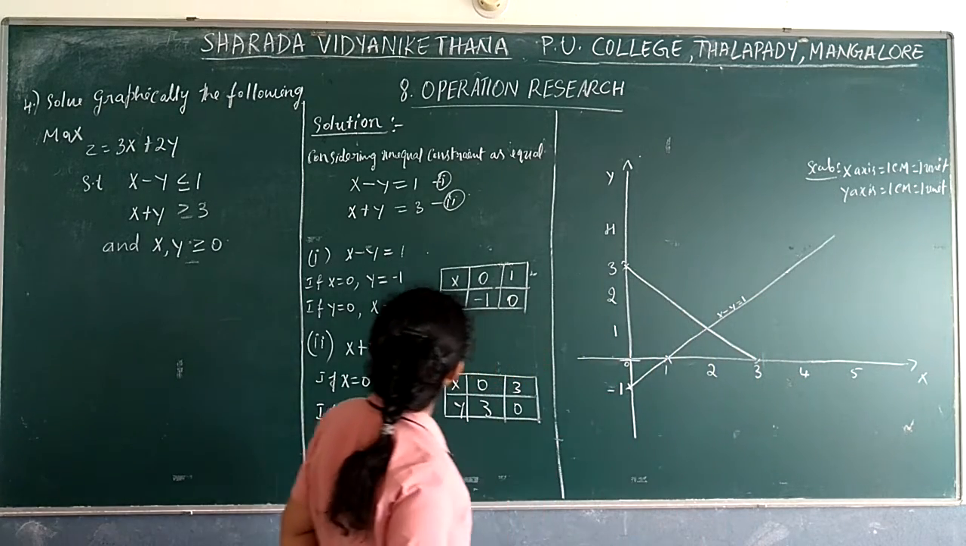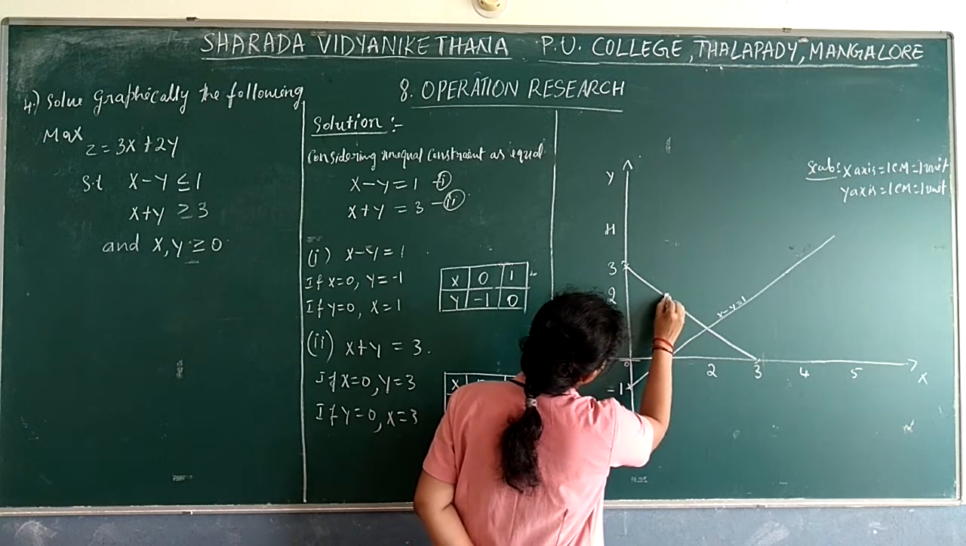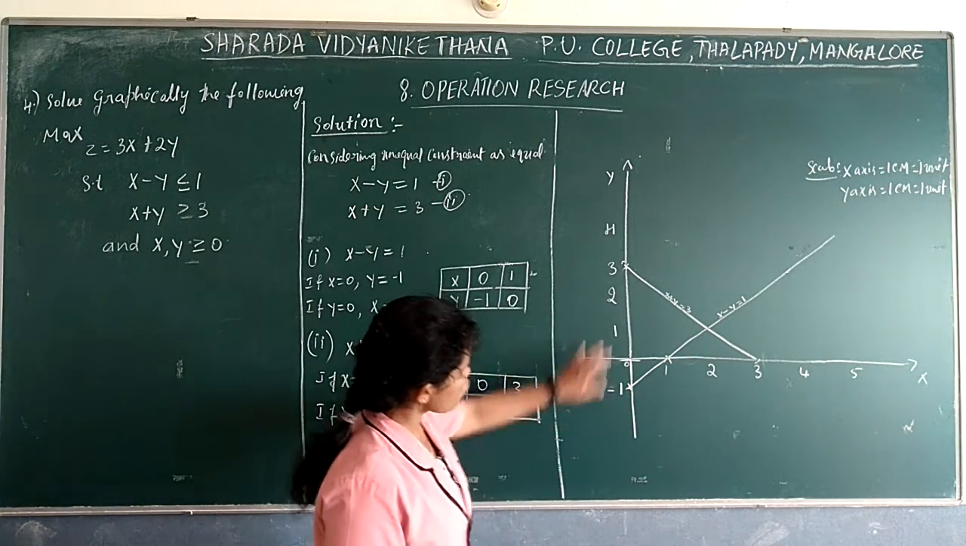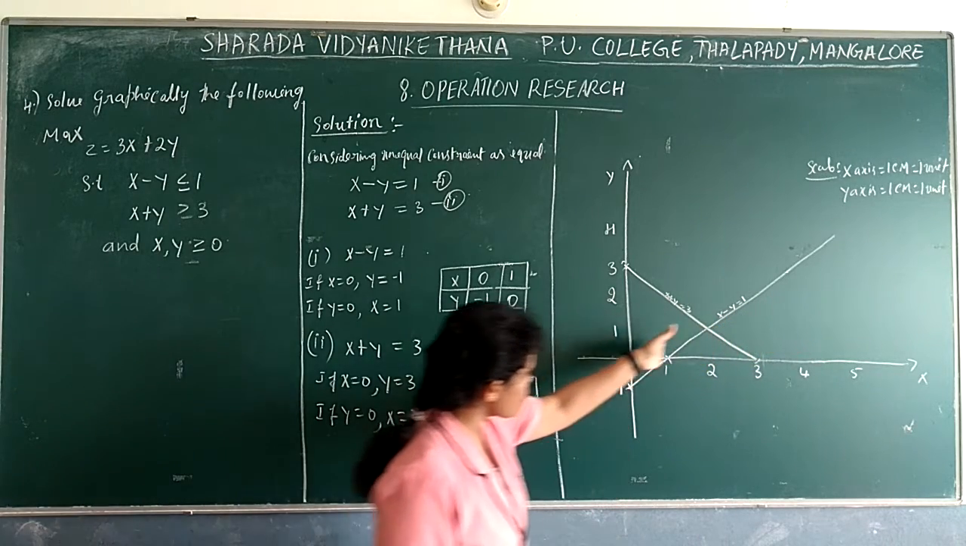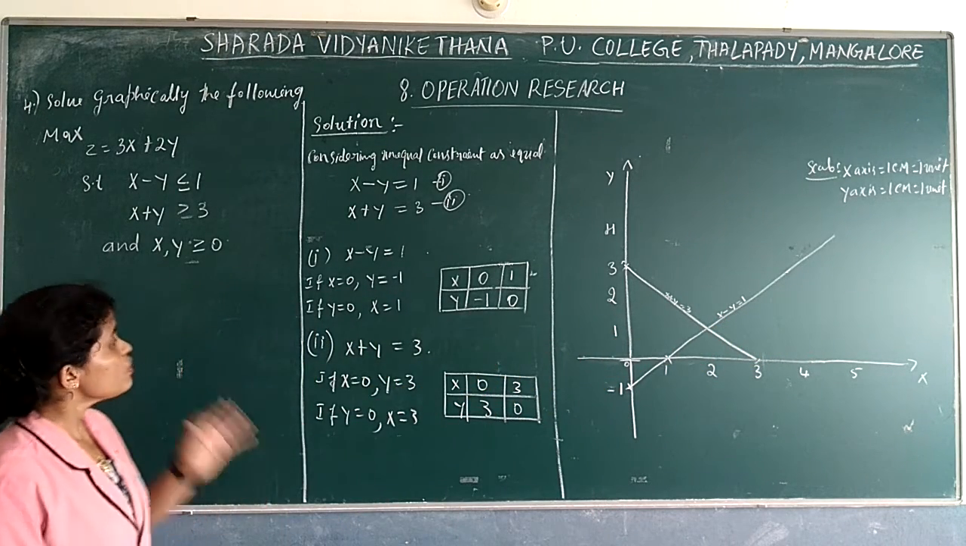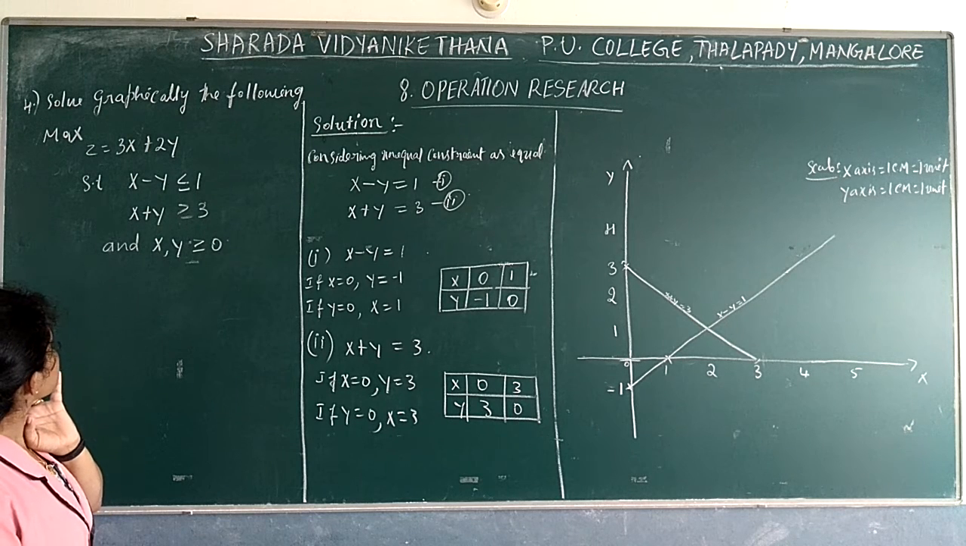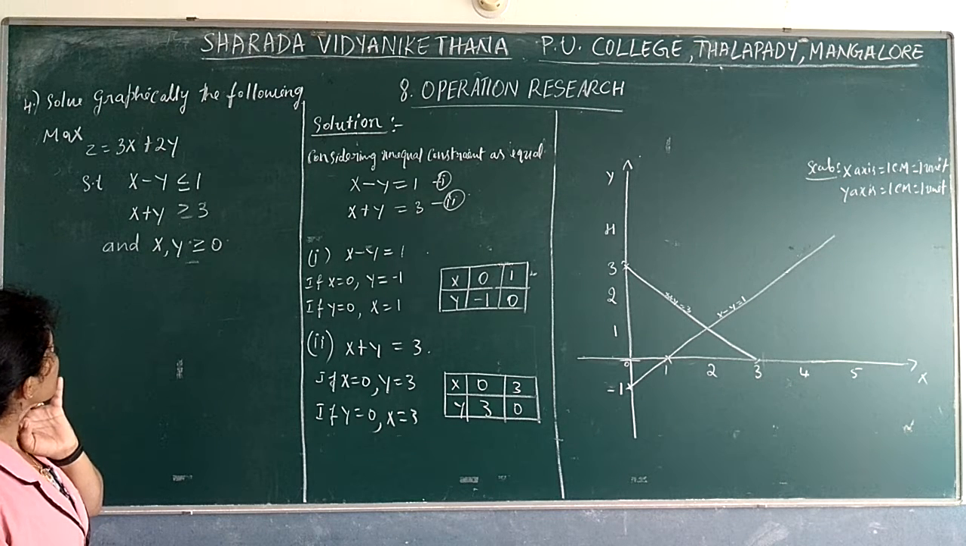This is from the second equation, that is x plus y is equal to 3. So this is the second equation, and this is the first equation. So we'll see there. Now see that first equation, x minus 1, less than.